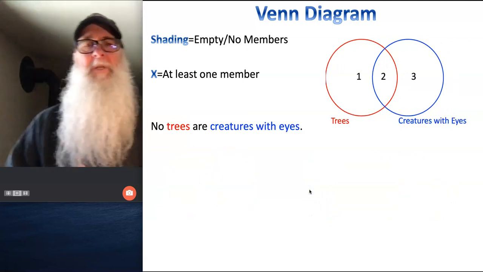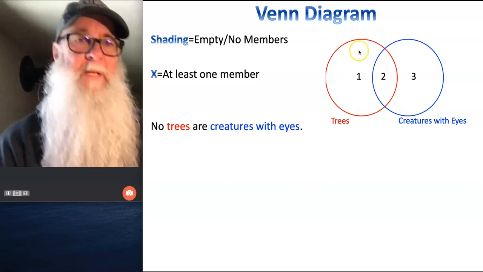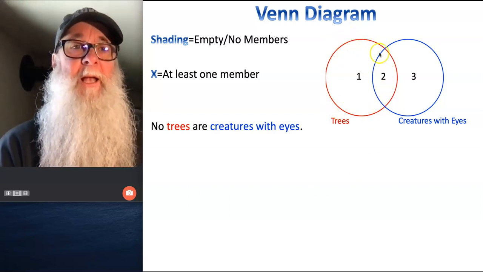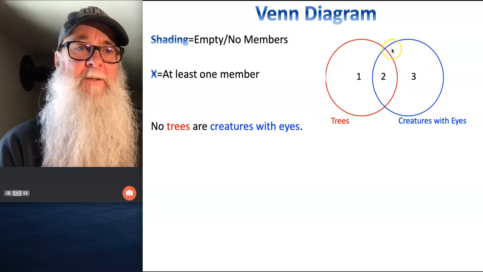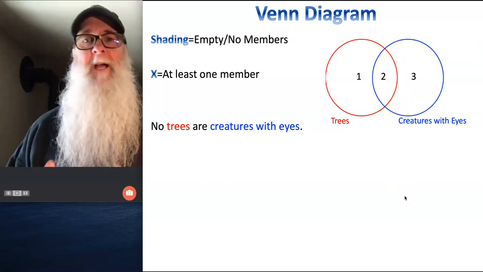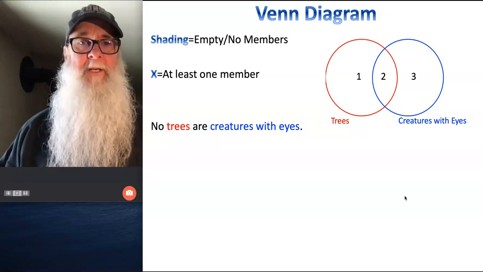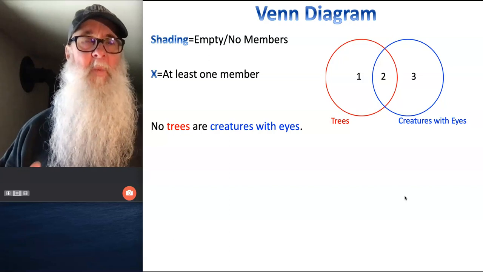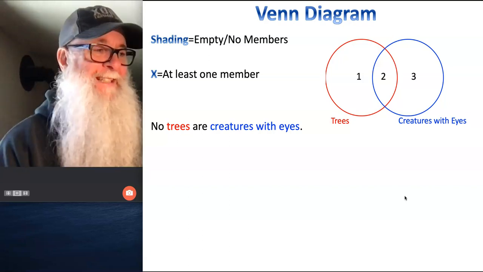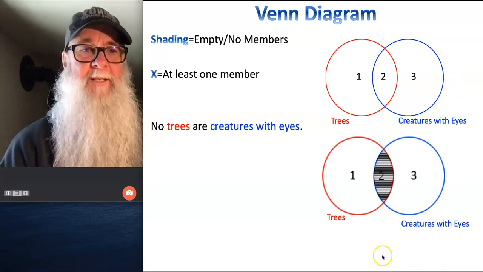Now let's say we're trying to represent this statement. No trees are creatures with eyes. So again, we label our left circle with our subject term, trees, and our right circle with our predicate term, creatures with eyes. And we ask ourselves, if I wanted to illustrate the statement, no trees are creatures with eyes, where would we indicate there isn't anything that exists? And the answer is area 2.